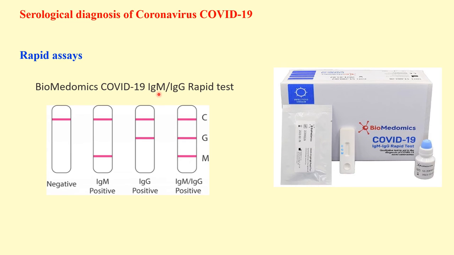Let's look at how we establish the interpretation of the results for infection with coronavirus COVID-19. As I mentioned previously, if the patient is negative, you see only one band in the control line. This is the control, this is IgG, and this is IgM. Negative: you see only one band in the control line. If the patient is IgM positive, you see two bands, one in the control line and one in the IgM band, which is this one. If the patient is IgG positive, you see one band in the control line and one band in the IgG. If the patient is positive for both IgM and IgG, then you see one band in the control line, in the IgG, and in the IgM, so it's three lines. This is how you establish the interpretation of the rapid assay for coronavirus COVID-19 IgM, IgG.